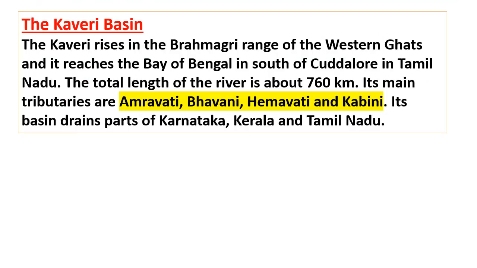The Kaveri Basin. The Kaveri rises in the Brahmagiri range of the Western Ghats and it reaches the Bay of Bengal in the south of Kudalur in Tamil Nadu. The total length of the river is about 760 km. Its main tributaries are Amravati, Bhavani, Hemavati, and Kabini. Its basin drains parts of Karnataka, Kerala, and Tamil Nadu.